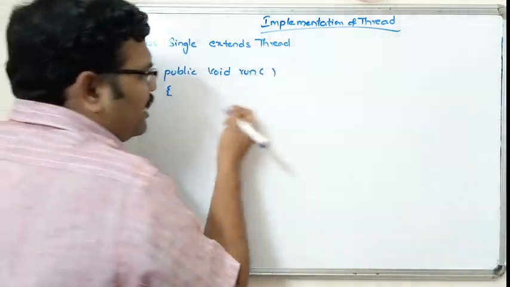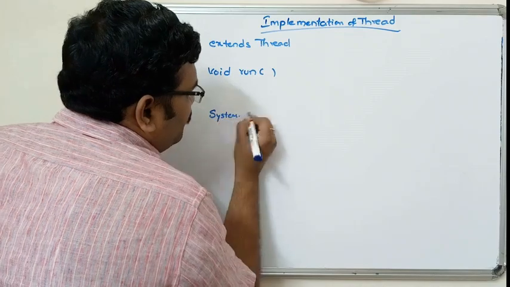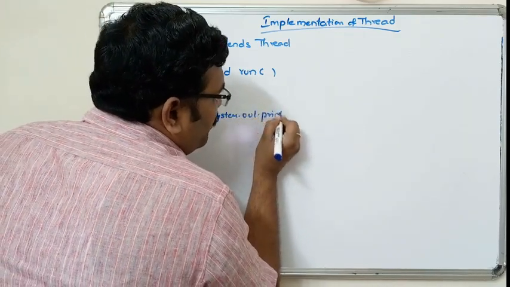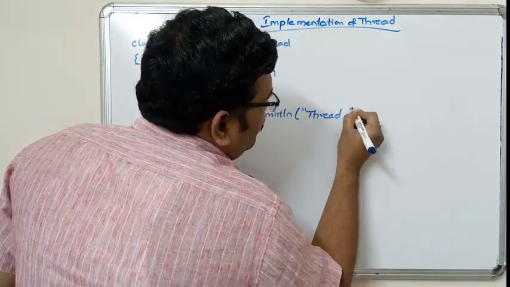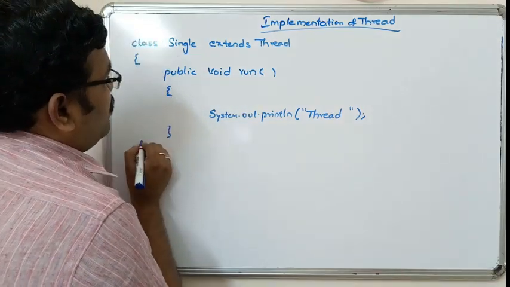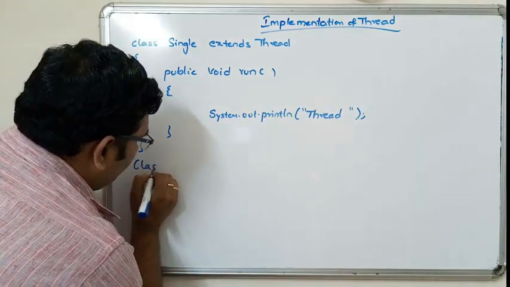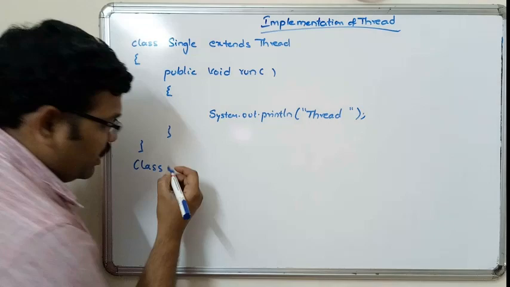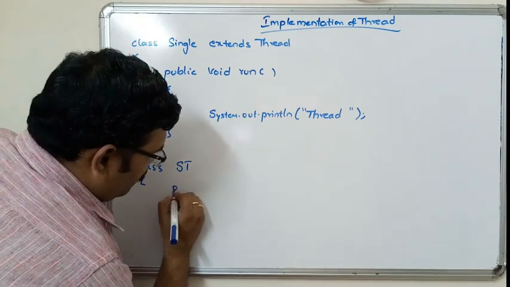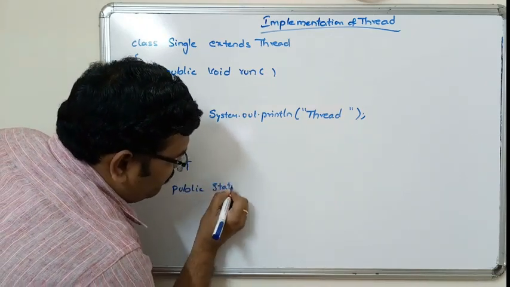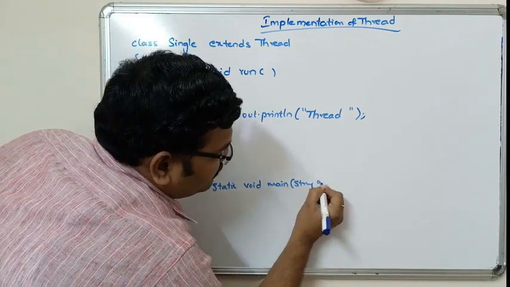Here we have to write the logic. Whatever logic you want, you can write here. Simply we can write System.out.println thread. Right? Close the Single class. Now write the main function. We have to create one more class, class SingleThread. In this one we write the main function, public static void main with arguments.